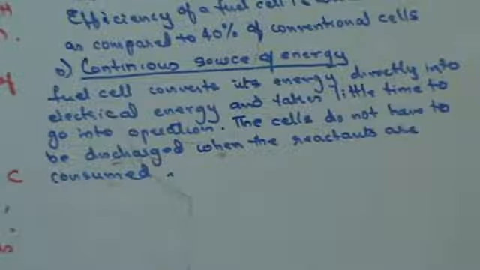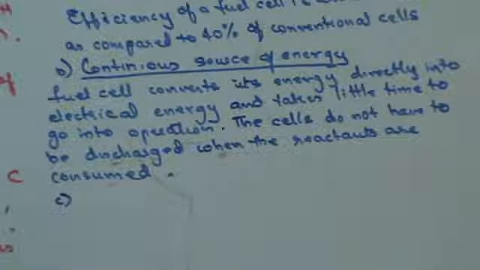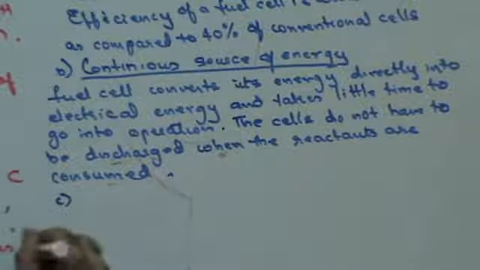So first, they have high efficiency. Second, they are a continuous source of energy. Now, what is the byproduct of the fuel cell? Water, right? That means it is pollution free. There is no harmful or objectionable product that is formed from the cell. Hence, a fuel cell can solve the problem of pollution.